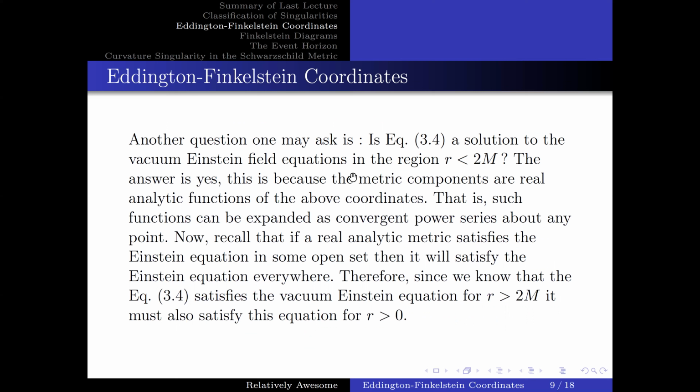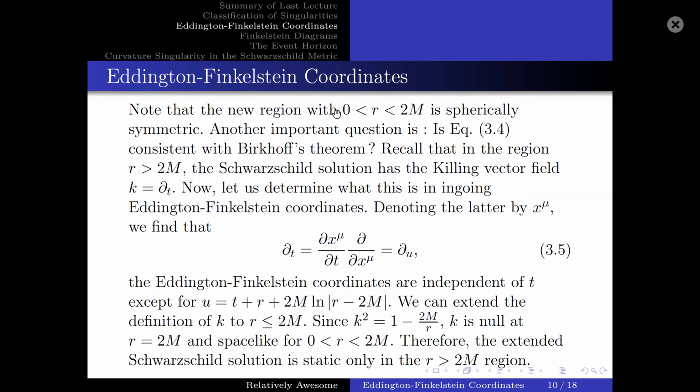The answer is yes. This is because the metric components are real analytic functions of the above coordinates. That is, such function can be expanded as a convergent power series about any point. Recall that if a real analytic metric satisfies the Einstein field equation in some open set, then it will satisfy the Einstein equations everywhere. Therefore, since we know that the equation 3.4 satisfies the vacuum Einstein field equation for r greater than 2m, it must also satisfy the equation at r greater than 0. Note that the new region with r between 0 and 2m is spherically symmetric.